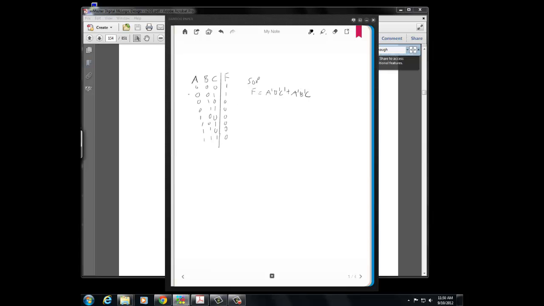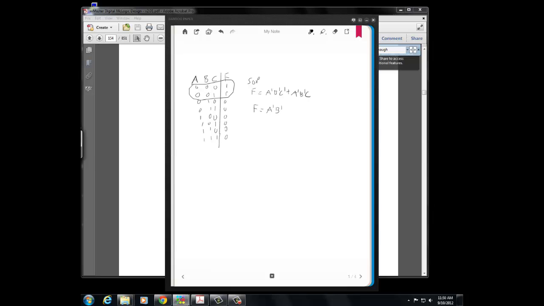Alright, so let's actually examine these first two rows. If you look at these first two rows, you notice that A and B are both 0 in both cases where F is a 1, and it doesn't matter what C is. So instead of writing out A naught, B naught, C naught, or A naught, B naught, C, we don't care what C is. So this could actually be reduced to F equals A naught, B naught. And here you can actually visually see that in the truth table itself. But what are other ways to actually go about doing that reduction?